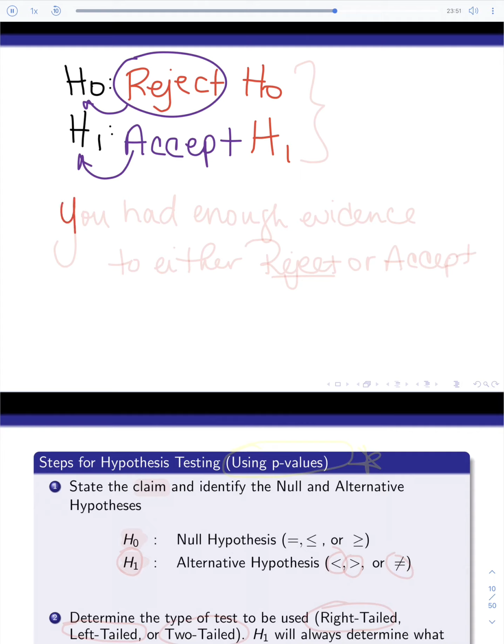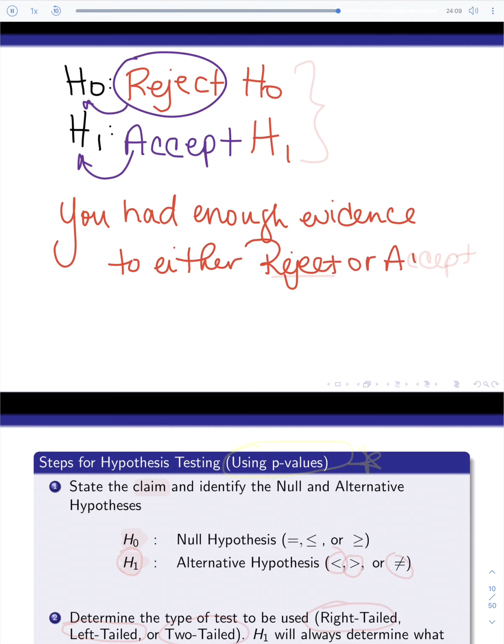So you had enough evidence to either reject or accept your claim, and it just depends on whether or not your claim was the H0 or the H1 as to whether you're going to choose the reject or the accept.